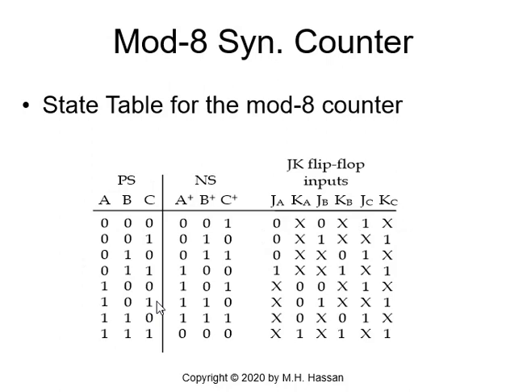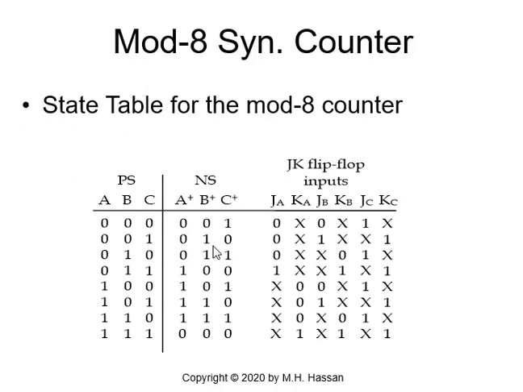Now, as an example, we will design a mode 8 synchronous counter using JK flip-flops, and the present state will be 0, 0, 0. Again, we need 3 flip-flops, because it's mode 8, 2 to the power 3 is 8. So from 0, 0, 0 up to 1, 1, 1, we have 8 states, with the present states arranged in binary sequence. Now the next state: if we have 0, 0, 0, the next state will be 0, 0, 1. If we are in 0, 0, 1, the next state will be 0, 1, 0.